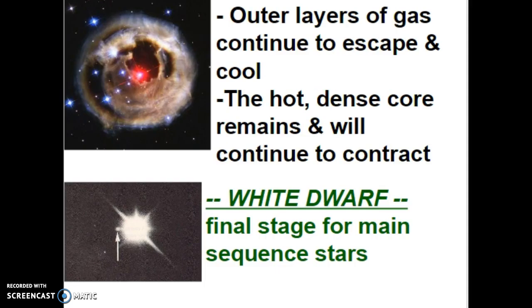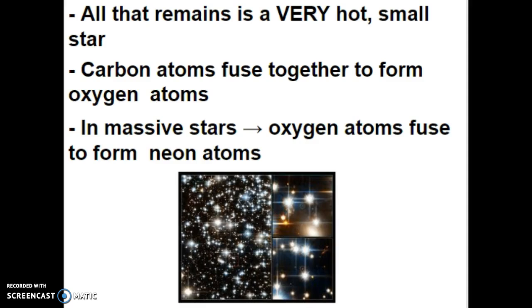As our giant star continues to grow, the outer layers of gas escape and drift off into outer space. That hot, dense core sticks around and continues to contract. Now it becomes what we know as a white dwarf. White dwarfs are like the retirement stage for main sequence stars. White dwarfs are very small stars, but they are very, very hot, indicated by the white color. So a white dwarf is a really tiny, hot, small star.